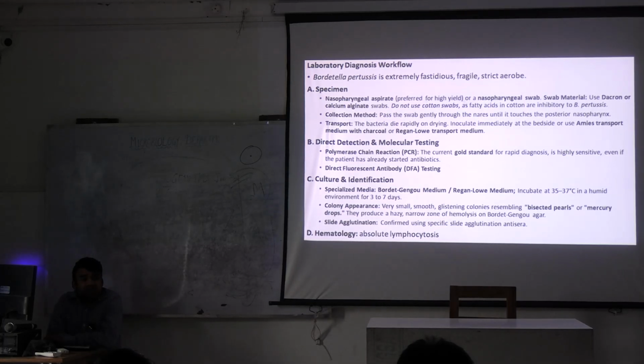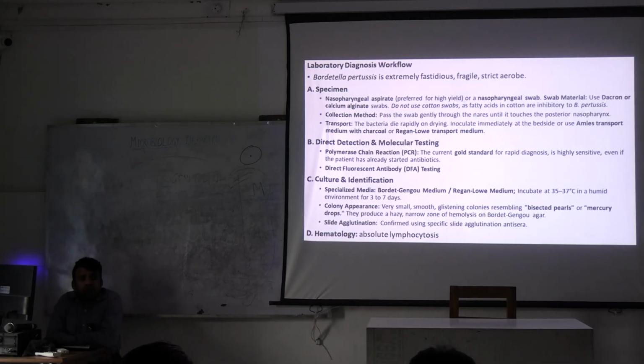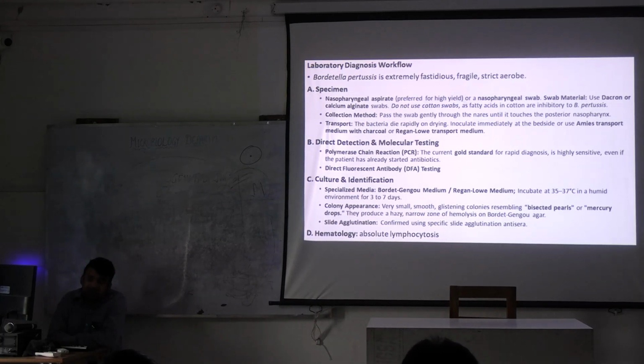Now culture media for Bordetella is Bordet-Gengou medium or Regan-Lowe media. This is the culture media. Okay. Now because nowadays molecular assays are much more sensitive and specific, you can directly go for molecular assays. Another method is by direct fluorescent antibody testing.